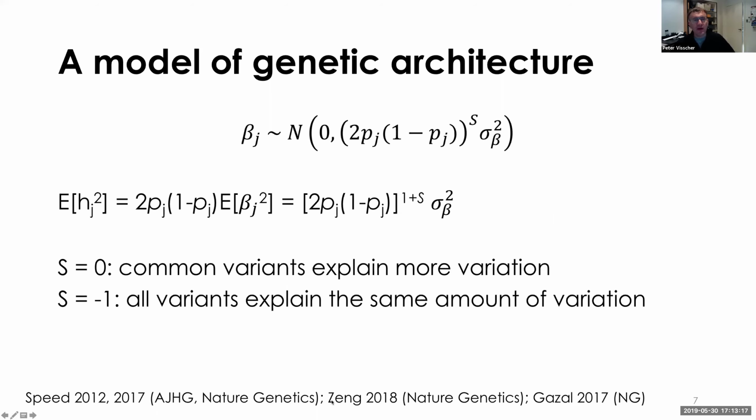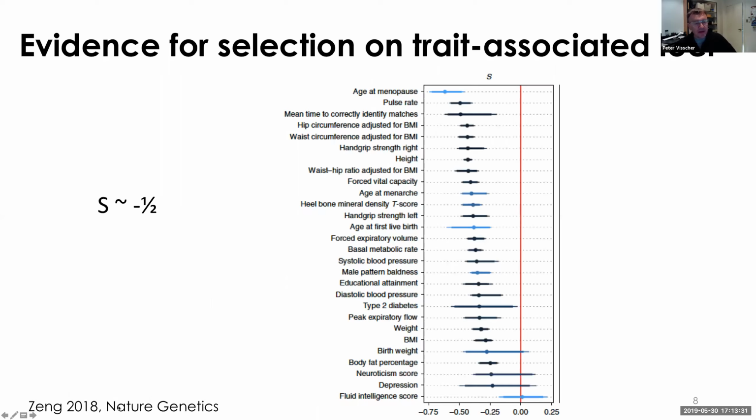A number of authors have suggested that we can model GWAS data like this and actually estimate this parameter S. In a paper from Jian Yang's group that was published last year in Nature Genetics, we attempted to do that using data from the UK Biobank. And here are just the results of this parameter S for a whole bunch of traits. Without going into great detail, the average across many traits is roughly -0.5.